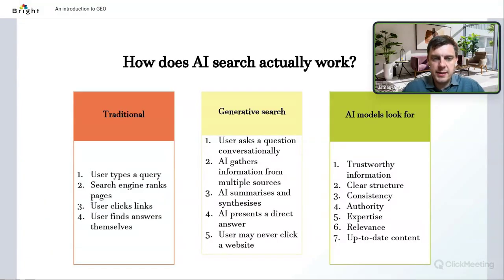I apologize, this slide has formatted incredibly poorly. So I'll talk through what it's meant to be talking about. So how does it actually work? Typically within Google, for example, a user would type a query, the search engine ranks those pages, the user then clicks that link, spends some time looking through the website, and you'd be able to report on things like your bounce rate. But the user is there looking for the answers to their questions themselves.